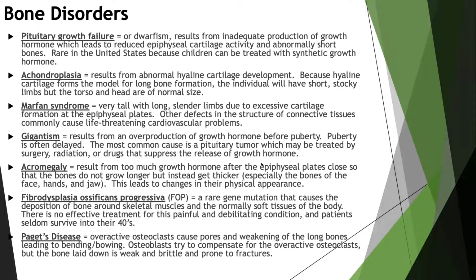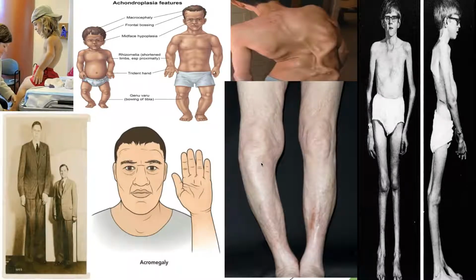You can also have Paget's disease, which is an overactive osteoclast that causes pores and weakenings of the long bones and leads to bending and bowing. Osteoblasts try to compensate for the overactive osteoclasts, but the bone laid down is weak and brittle and prone to fractures. And on this page, I included a lot of different pictures of what you can see here.